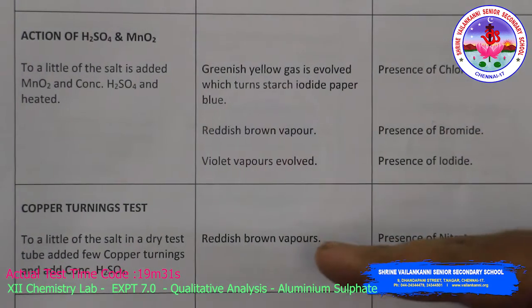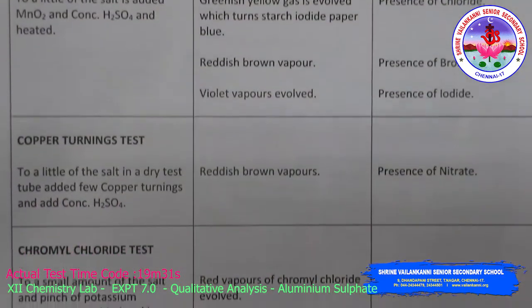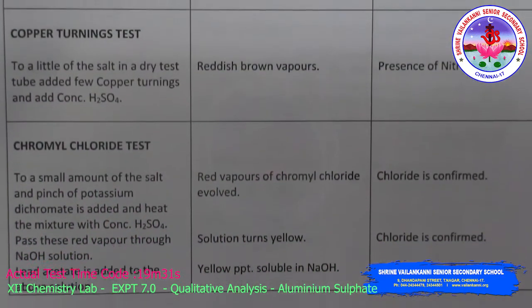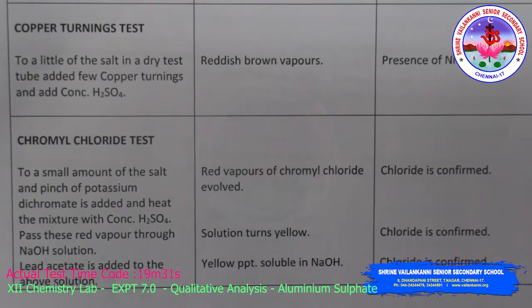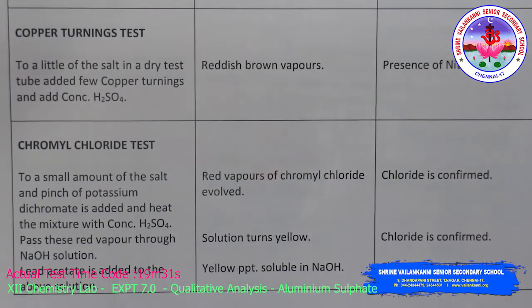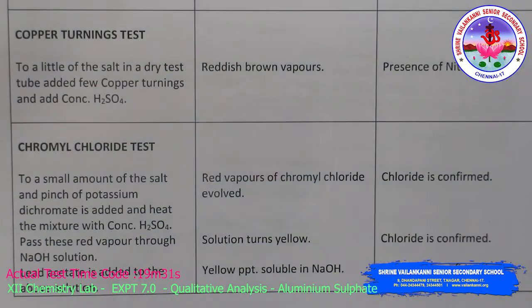Then the copper turning test. To the salt, add copper turnings, then add a few drops of concentrated H2SO4, the sulfuric acid. Reddish brown vapors mean the presence of nitrate.